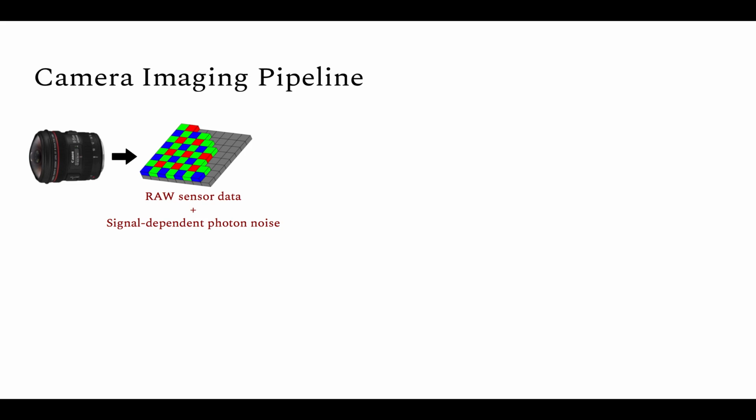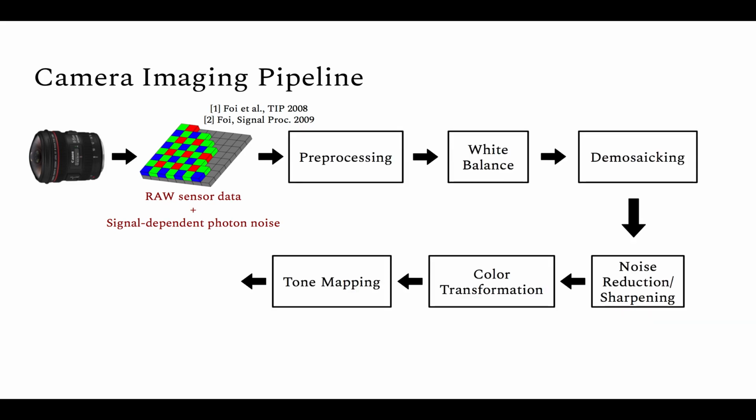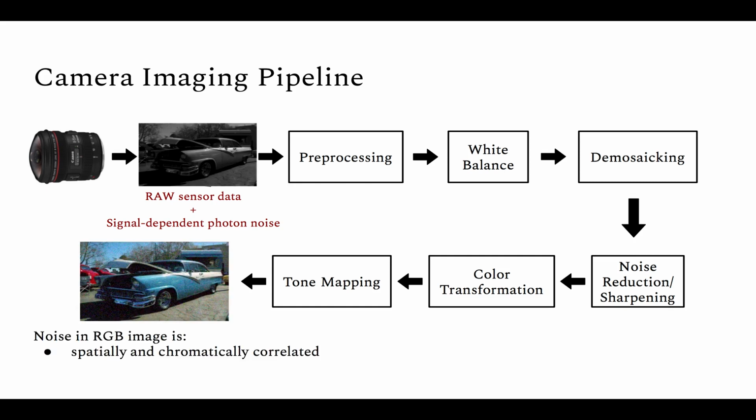At the camera sensor, we have signal-dependent photon noise. The effect of noise in raw sensor data is well understood, and therefore it is relatively easier to estimate a decent noise model with just a few parameters. Sensor noise, when it passes through different stages of the camera imaging pipeline, becomes very complicated. Noise in RGB image is spatially and chromatically correlated. It is signal dependent and not necessarily Gaussian.